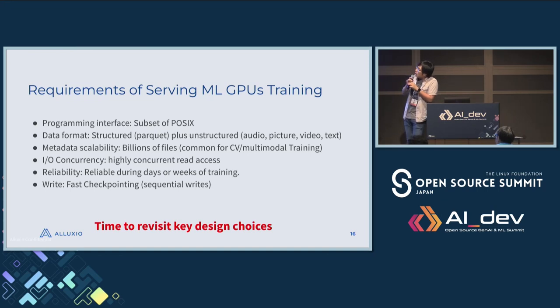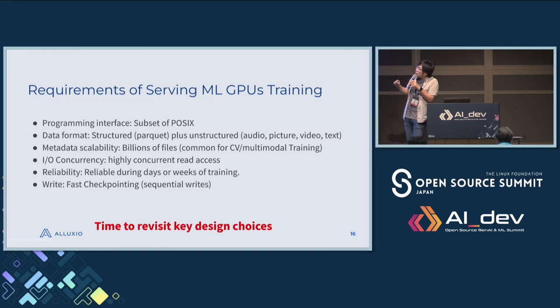The second one is, unlike the big data world, which started from unstructured data but now more or less standardized to structured data like Parquet files and ORC files for data lakes, model training, especially LLM training, is a mix of both structured and unstructured data, especially for CV models or multimodal training with audio, pictures, video, and text files. Also, metadata scalability is not on the same level for model training, especially for CV or multimodal training. It's easy to see people talking about training on top of hundreds of millions or sometimes even billions of files or objects, with even higher concurrency to read these data sets.